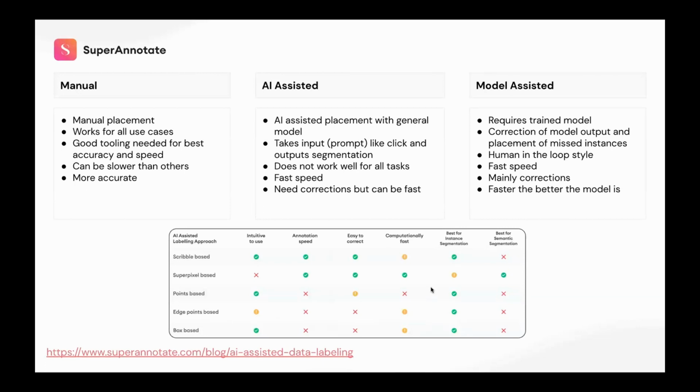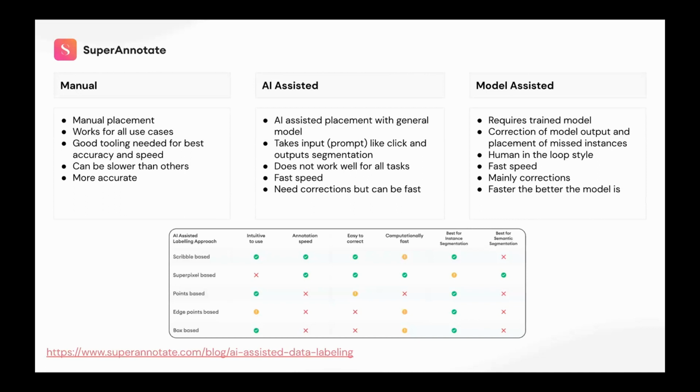When it comes to AI-assisted labeling, there are a lot of different ways, which we summarized in the article here, for different types of use cases. How do you interact with AI-assisted labeling? There are scribble-based approaches, superpixel-based approaches, points, extreme points, and box-based approaches. We put the advantages and disadvantages here. AI-assisted labeling generally speeds up the process quite a lot, and sometimes we see a loss in accuracy.